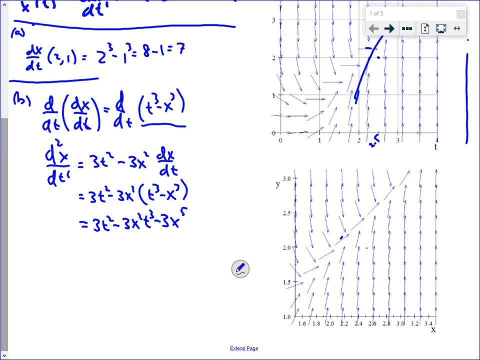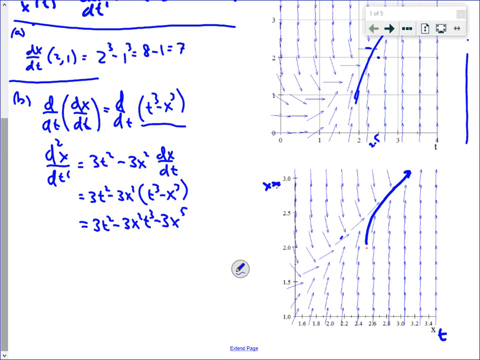I know it says X and Y. This should say T and X. But here's 2.5, 2. Okay, so instead of going from 0 to 4, I now go from 1.5 to 3.5. And you can see that what we would do is the point would go up here and then travel this way.